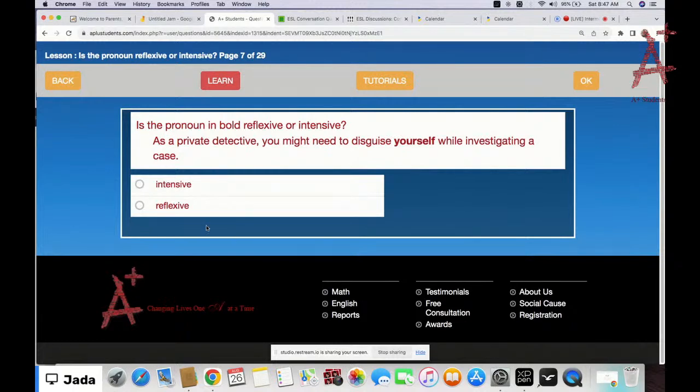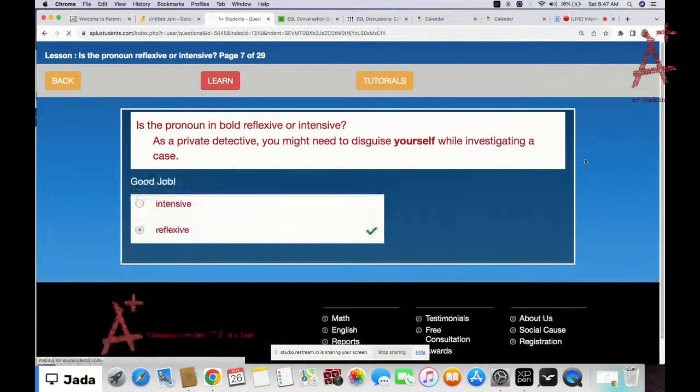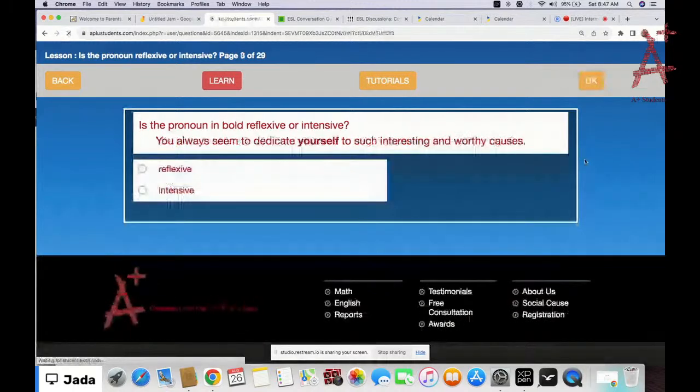Okay, so since she says ourselves, let's go with reflexive, because only reflexive will make us change something. So reflexive was correct, okay? If you switch yourself with ourselves in that sentence, then yeah, it makes sense. Okay, it makes sense, Patch. It was correct. So this will be the last one that we will answer together.